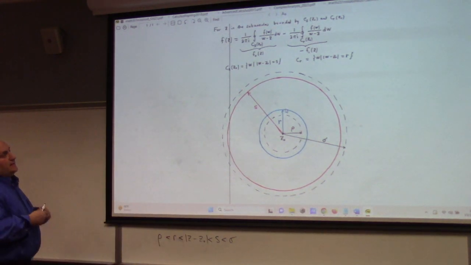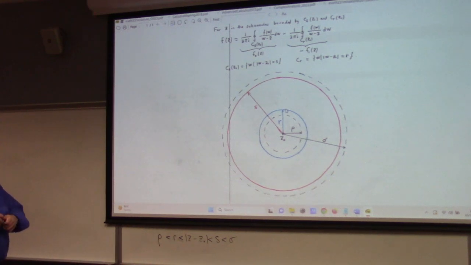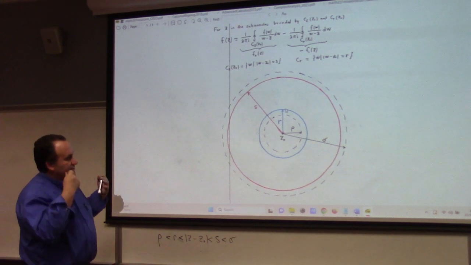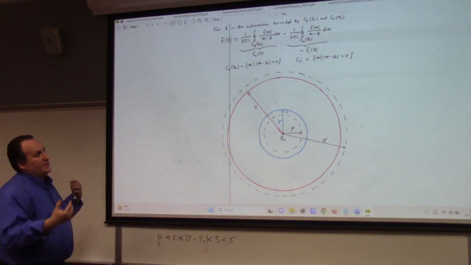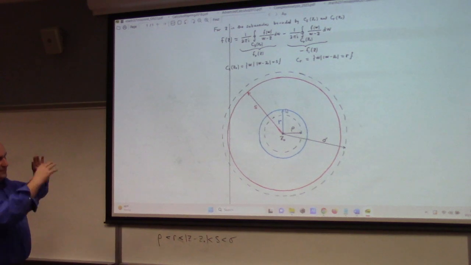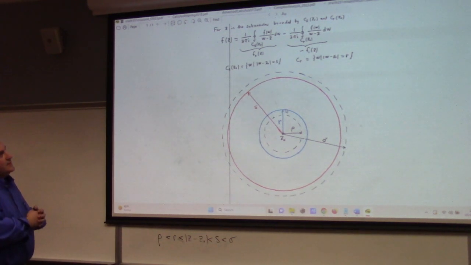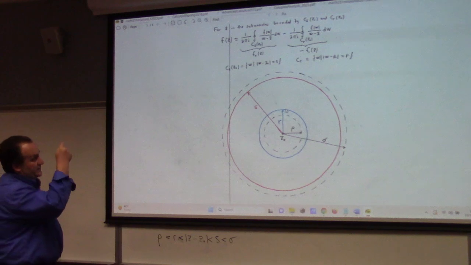Cauchy's integral theorem here says that f of z, in other words the value of f at any point in there, is given by what? By the integral of f of w dw over w minus z, like that. This is Cauchy's integral theorem.